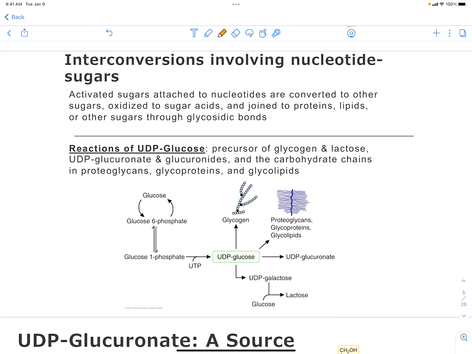So basically, activated sugars, such as what we talked about with respect to building glycogen, UDP glucose, is where you attach nucleotides to the sugars, and then they get joined to other things such as proteins and lipids. And this is all going to occur through those glycosidic bonds that we talked about when we talked about building up glycogen. Now this is an example of the different reactions of UDP glucose. UDP glucose is going to generate UDP glucuronate, which we'll talk about, and then we're going to talk about UDP galactose as well. And then in future lectures, we're going to talk about how we can make our glycoproteins and glycolipids.